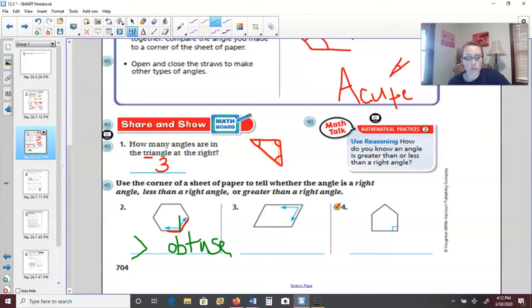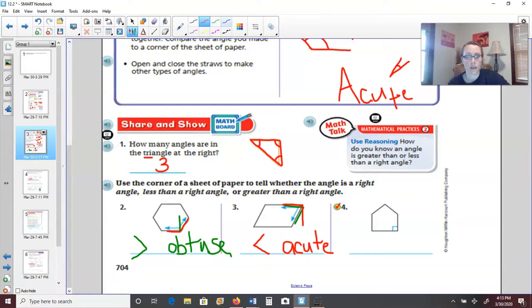Okay, number 3, we look at these 2 segments coming together, and that angle is looking like it's pinching in. If it was a perfect corner, then this side would need to come straight down. But it's not. It's less than that. So this would be a less than right angle, or it's just so teeny tiny. It is acute. It's an acute angle.